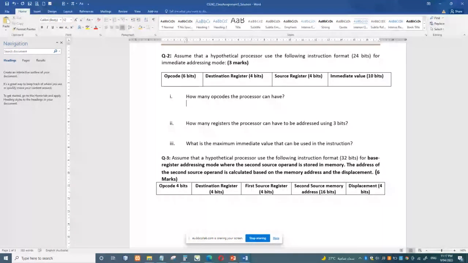64. 2 to the power 6. Yes, 2 to the power 6, because for the opcode we have a total of 6 bits. Since we have 6 bits, 2 to the power 6 is 64 different opcodes. So this hypothetical processor can have a maximum of 64 different operations. This is the first answer. How many registers can the processor have to be addressed using 3 bits? Here actually we are not using 3 bits, we are using 4 bits. Can you change it to 4 bits?